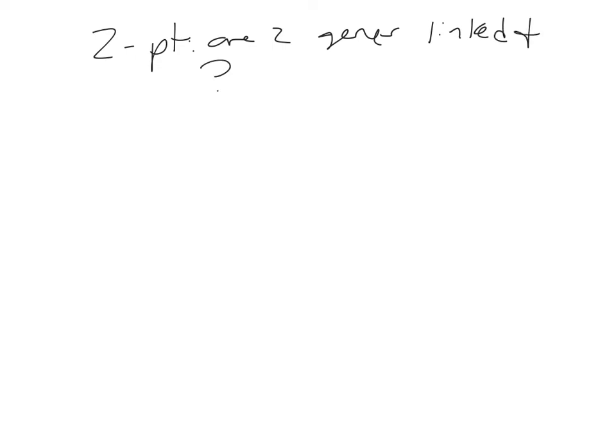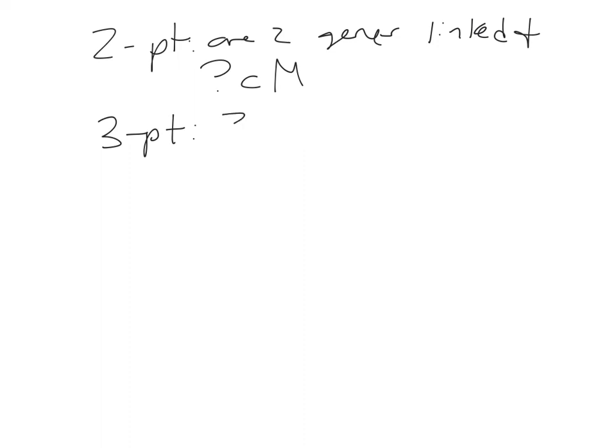Can we do a 3-point mapping? Okay, we'll take a step back. What's 2-point mapping? What's the question that we're answering if we do 2-point mapping? Are 2 genes linked? Right, and then we want to know how many centimorgans or map units or recombination fraction. So what's 3-point mapping for?